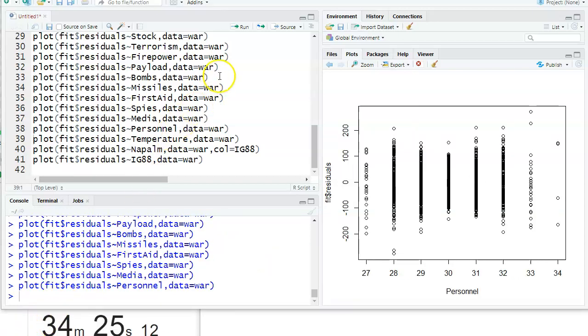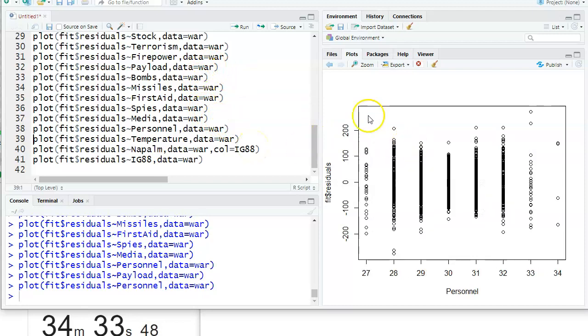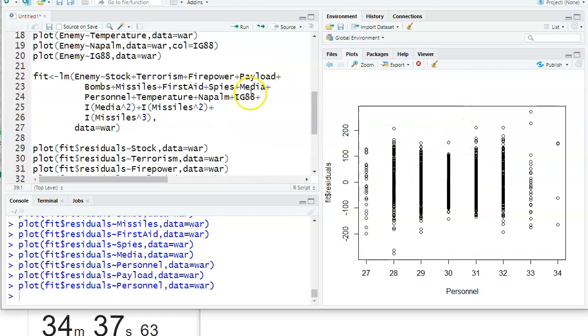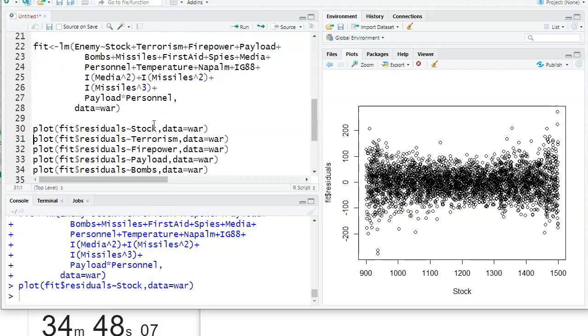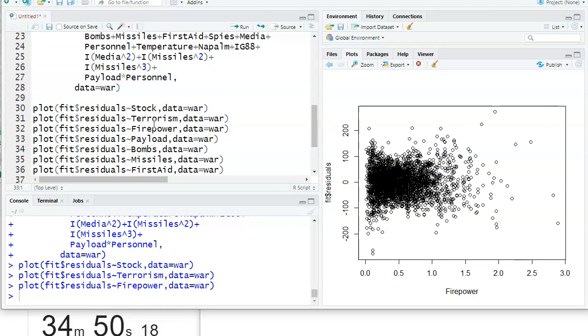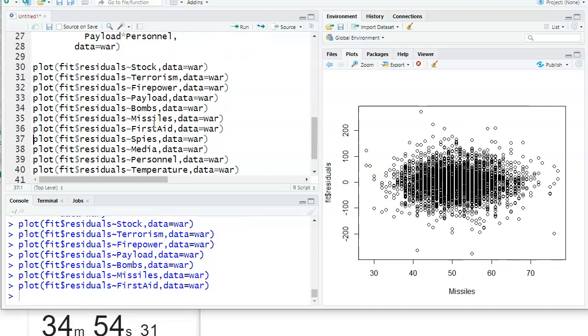Okay, I've looked at all these for a while. Look here, see payload? How it kind of seems like there's a bow tie shape. And then down here at personnel, I kind of see a bow tie shape. I'm wondering if there's a payload by personnel interaction. So I'm going to put an interaction in, payload by personnel. If I'm wrong, the worst that's going to happen is I'm going to have to take it out later. If I'm right, these might look exactly the same as, yeah, see, that looks exactly the same.